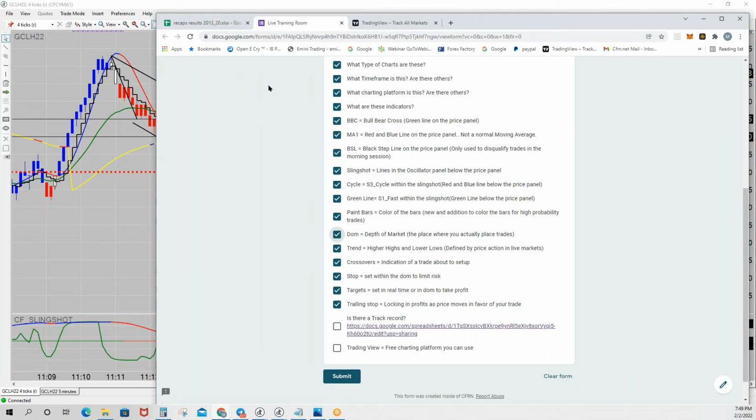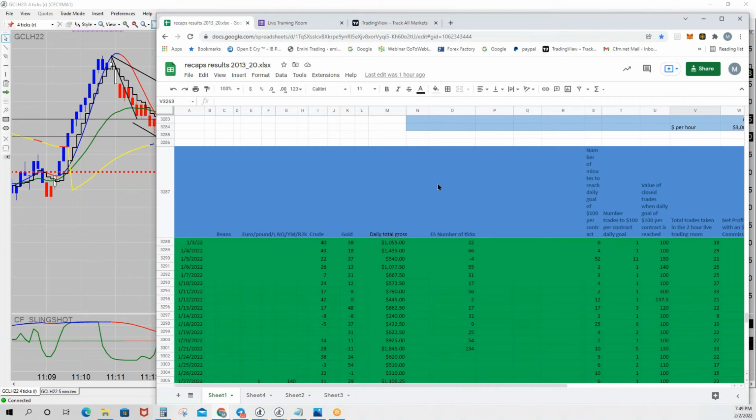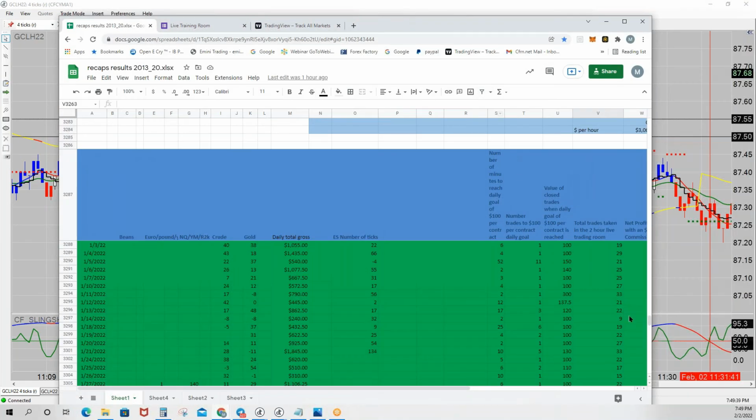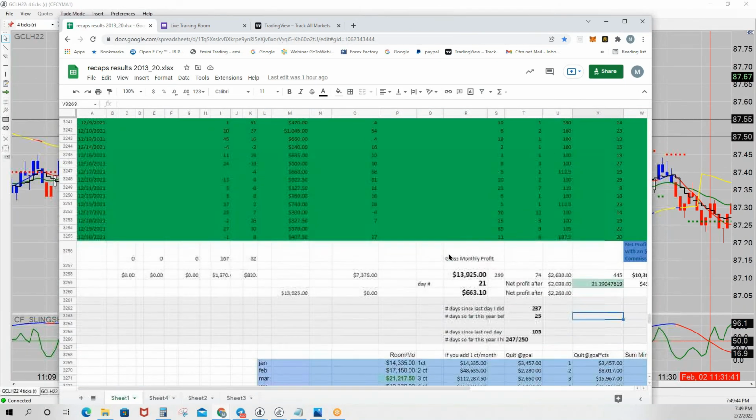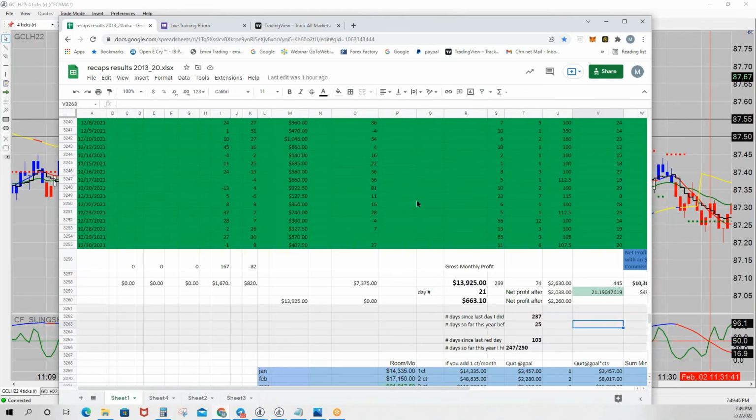Let's do the spreadsheet right quick. All right, now I fill this out. This spreadsheet, by the way, goes back to January 2nd of 2013. It's got the daily results going all the way back to January 2nd of 2013. Every day that I trade, I fill this out at the end of the session, and everybody that's watched me all during the session watches me fill this out. So they keep my feet to the fire, make sure I get it right.